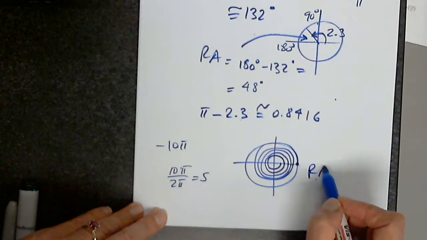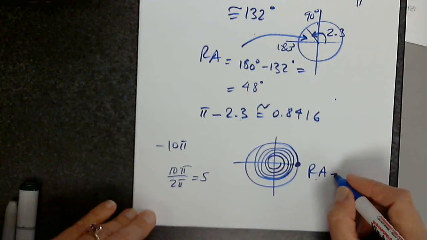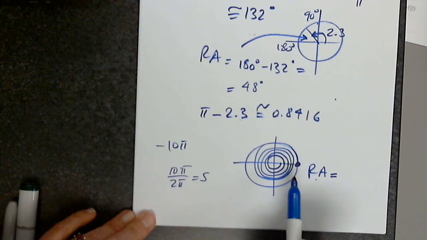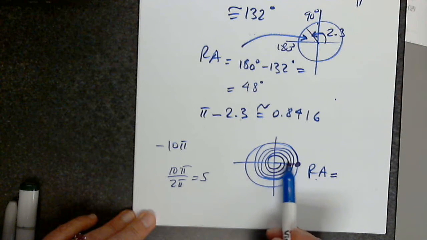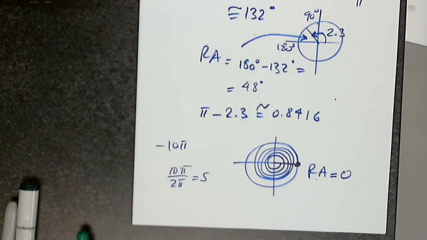So what is the RA for this point? The angle formed between its initial side and its terminal side. Absolutely. It ends and it starts at the same point. The RA has to be 0. Good.